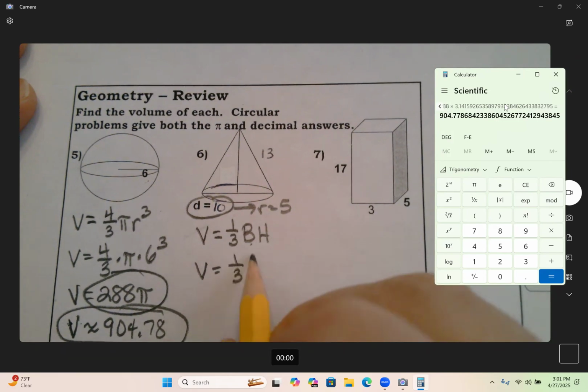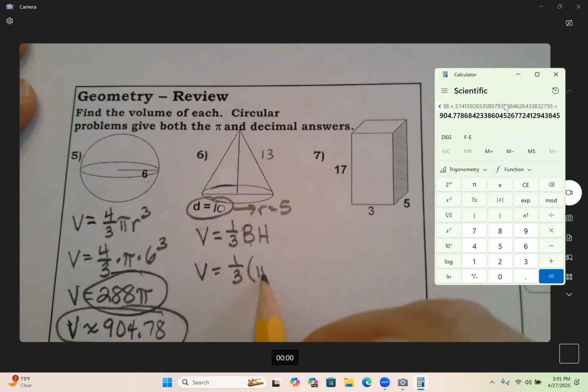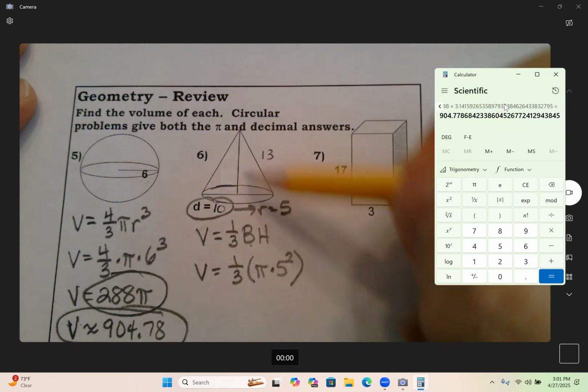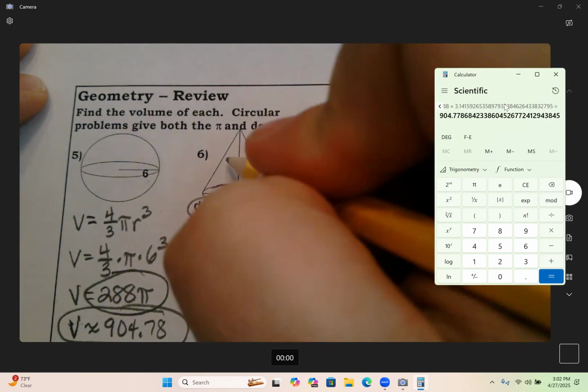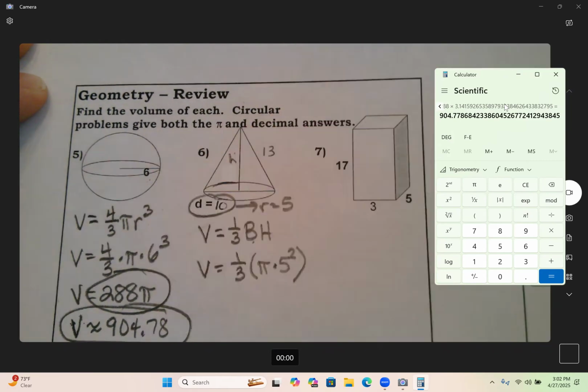So we're going to bring down the 1/3. The area of the base is pi times 5 squared. And then the height of the pyramid. So that's going to require a little work because I don't know what the height of this pyramid is.